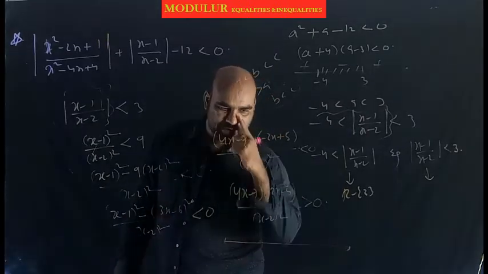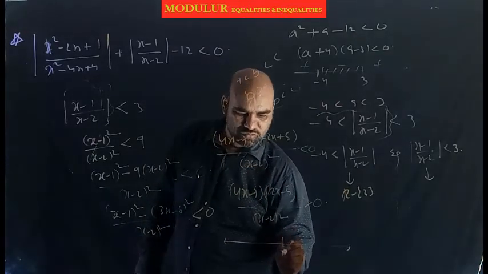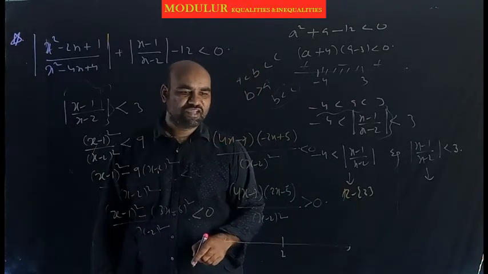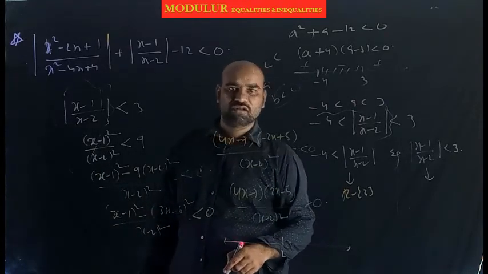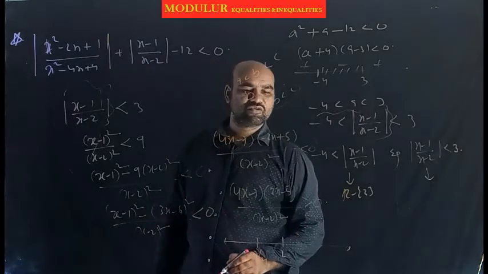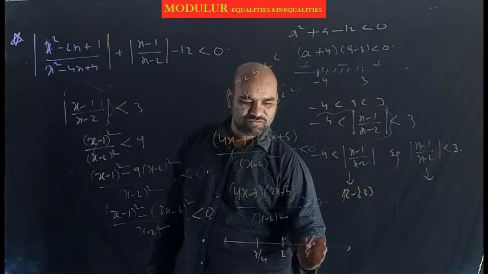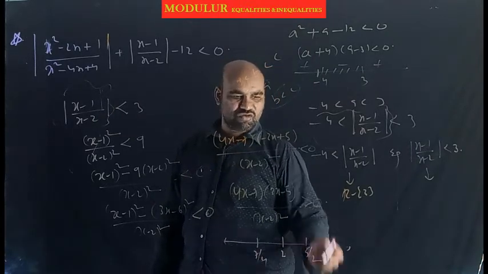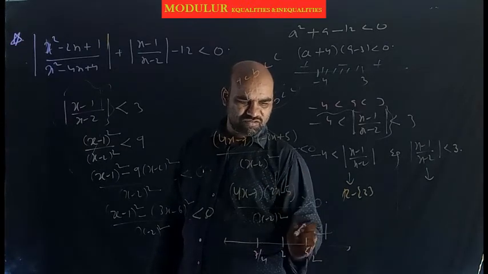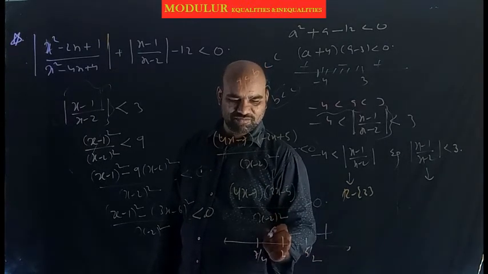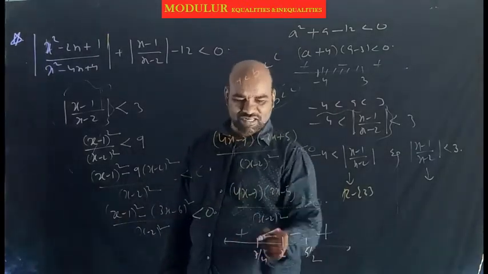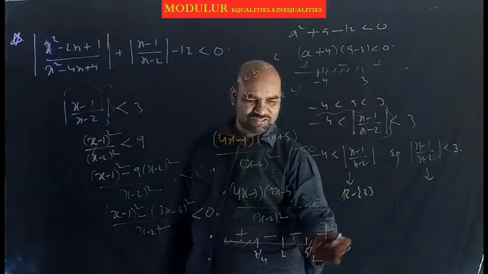Zeros should be identified. One of them is 2. This is 7 by 4. 7 by 4 means what? 4 twos are 8, 4 ones are 4, so 1 point something, here 7 by 4. Next, 2x minus 5, that is 2 point something, here 5 by 2. Now the sign scheme: plus, here the power is odd so minus, power is even so minus, plus. But what do I want? Greater than symbols, I want this area.